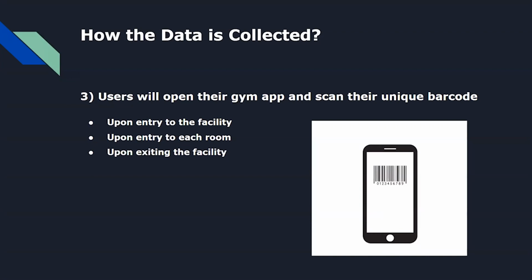So here, again, we're going to touch on how we collect the data. So upon entering each room, a user is going to go and scan their barcode. And if the capacity is safe based on the information from the Data Streamer, then users will be granted access. And the total count of the entire gym and the rooms itself will be updated in the Data Streamer file.